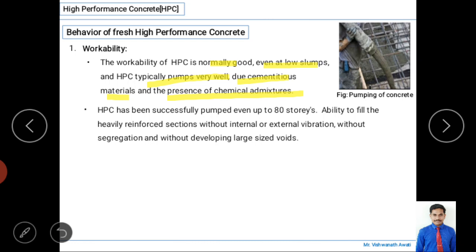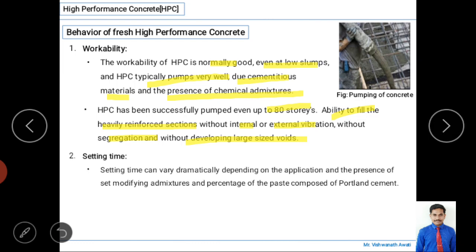HPC has been successfully pumped up to an 80-story building. So you can pump up to an 80-story building, but we have to take care of the conditions in between, and we can even go higher than that, right? It also has the ability to fill heavily reinforced sections without internal or external vibration. It is similar to the property of self-compacting concrete. It fills heavily reinforced sections without segregation and without developing large voids. That is why it has good workability.